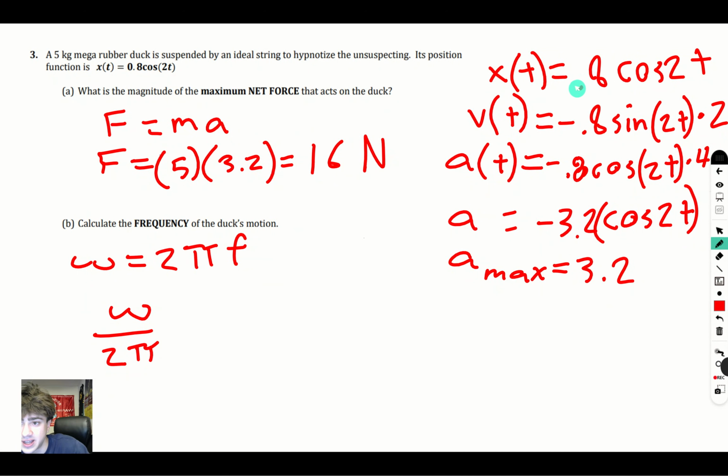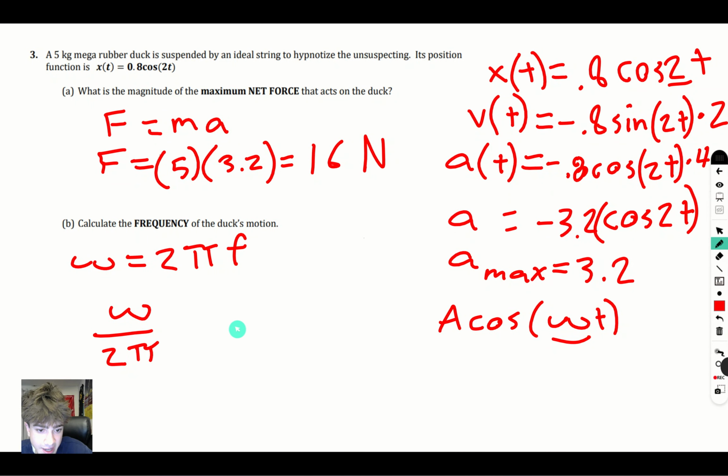And looking at this equation right here, we know that our standard equation for displacement when it comes to pendulums is A cosine, or it can be cosine or sine, but in this case, since we have a cosine, we're going to go with cosine. A cosine omega t. And so from here we can see that our omega is just simply 2.